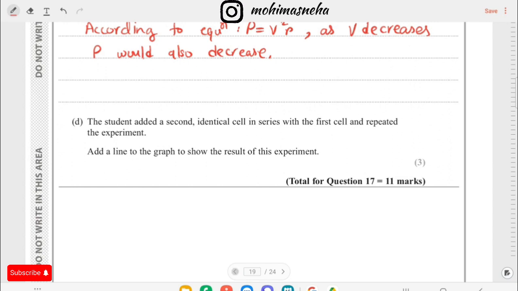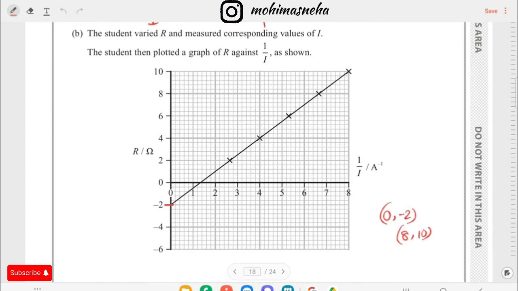Okay, since we are adding another similar cell, if the internal resistance for one cell was 2 ohms, for two cells it will be 4 ohms, right? So the graph should start from this section. And another thing, it should be steeper, because now the EMF should be greater than this one.